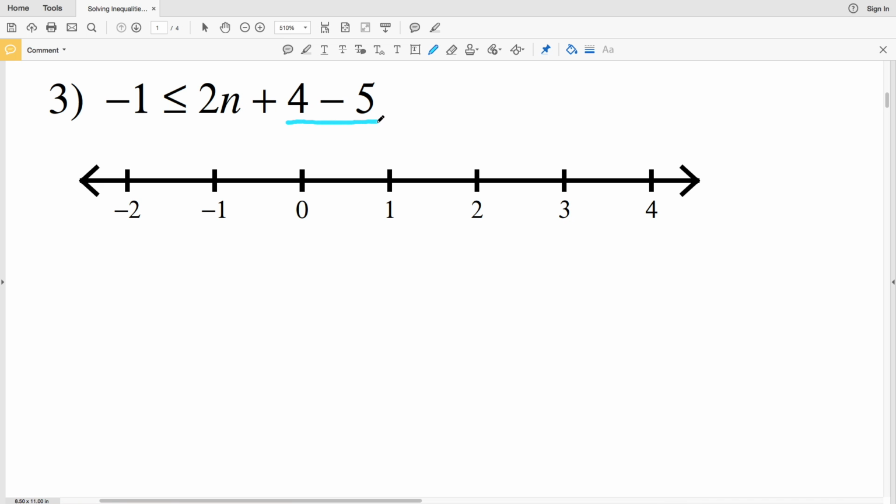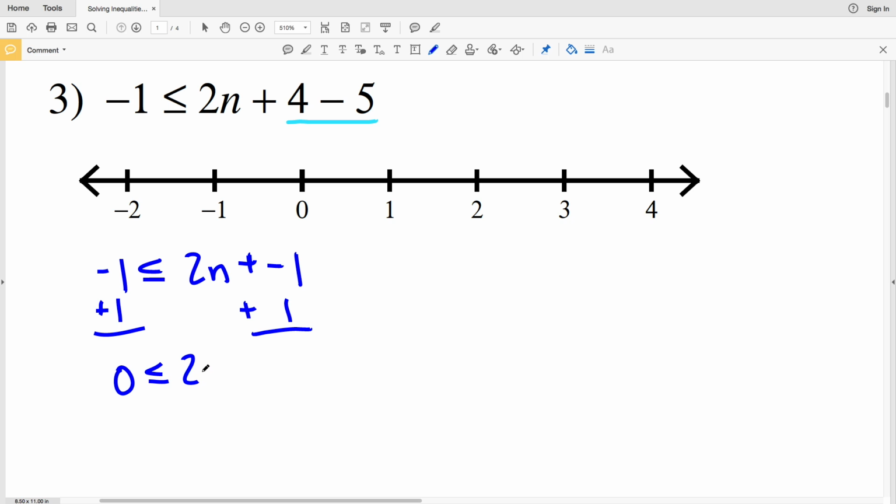I'm going to combine my like terms, which are my 4 and 5 on the right. So I'll have negative 1 is less than or equal to 2n plus 4 minus 5, which is a negative 1. Then I'll add 1 to both sides of my inequality. Negative 1 plus 1 is 0, so I'll have 0 is less than or equal to 2n, since 2n plus negative 1 plus 1 is 2n plus 0, which is 2n. My next step will be to divide by 2.